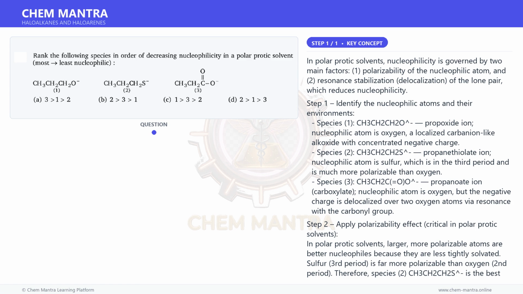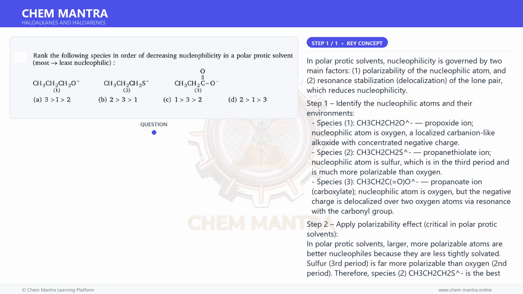Step 3. Compare the two oxygen nucleophiles. Species 1, CH3CH2CH2O-, has a localized negative charge on one oxygen atom. It is a strong nucleophile. Species 3, CH3CH2C(=O)O-, has its negative charge delocalized by resonance over two oxygen atoms. This significantly reduces nucleophilicity. Therefore, 1 > 3 in nucleophilicity.